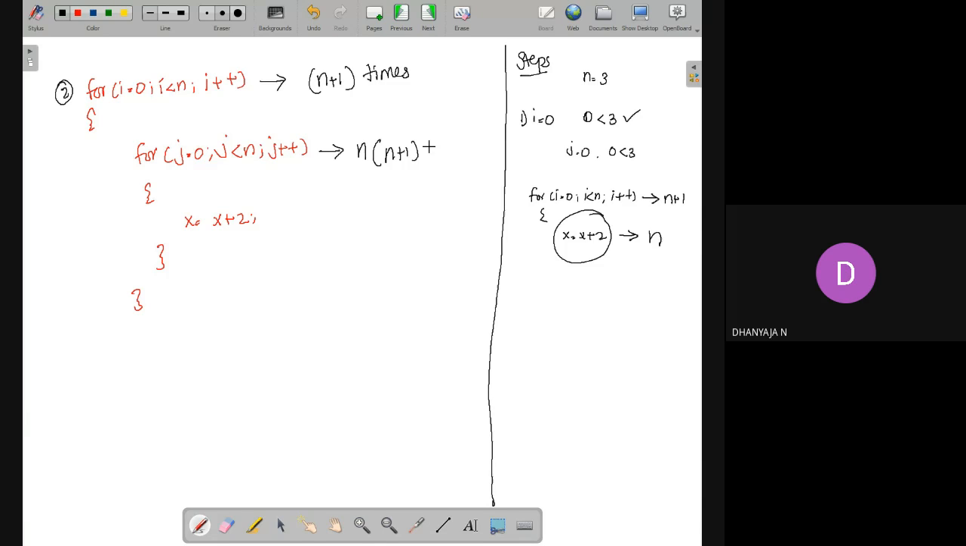The thing you must always remember is this: if you are given a for loop, without any doubt you can say it will execute n times. Whatever is given inside the for loop will also execute n times. If it is another for loop, you have to add one more n plus 1, because a for loop will always execute n plus 1 times. Clear?